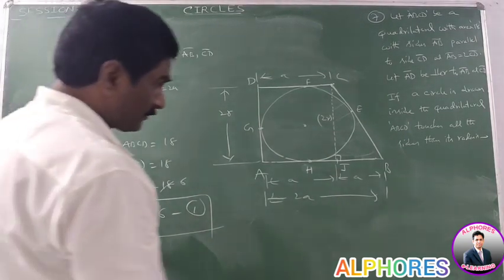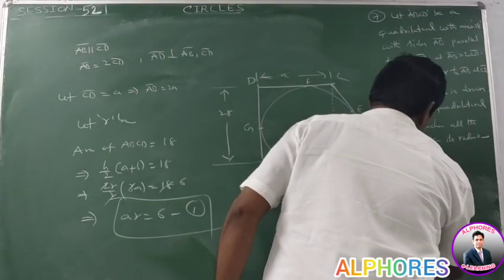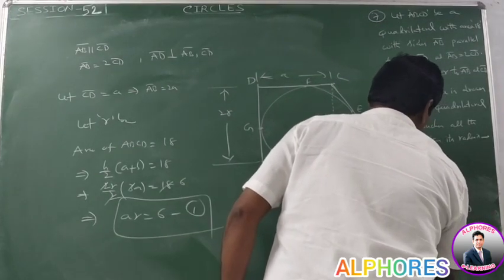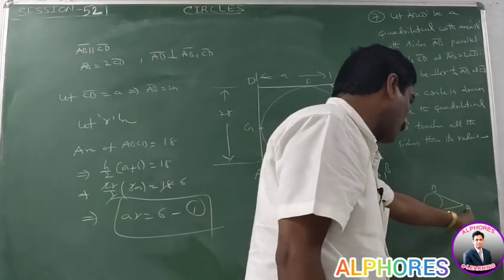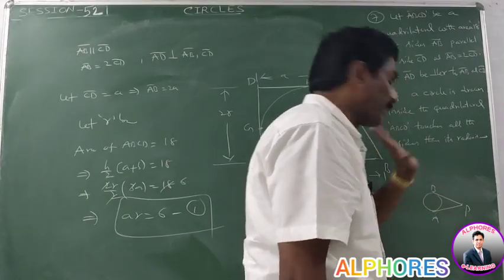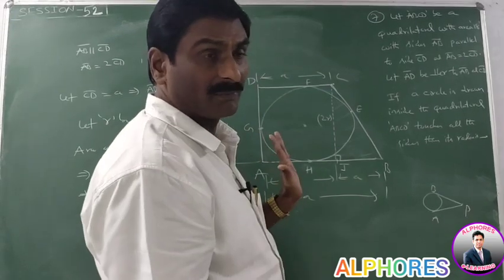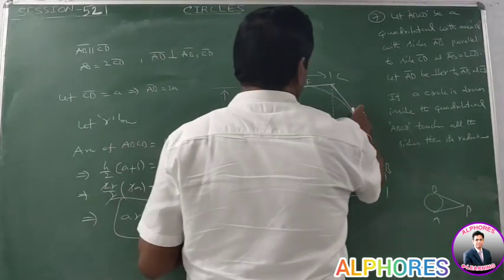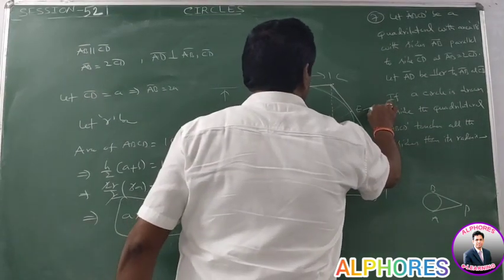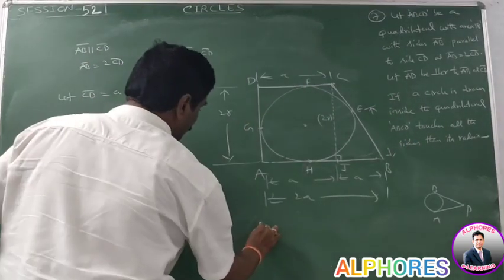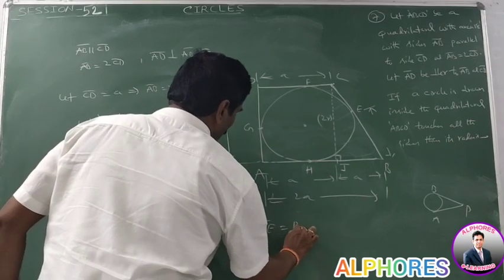Suppose it is a circle. P is an external point. PA, PB are two tangents. What is the relation between these values? The length of the tangent from an external point to the circle is equal. PA is equal to PB. By using that property, we find this value. Here, BA is equal to BH. BE is equal to BH.